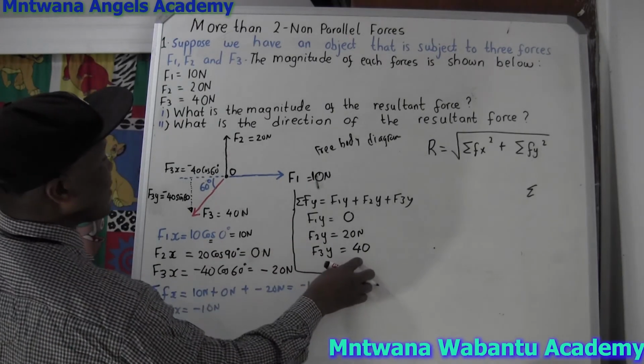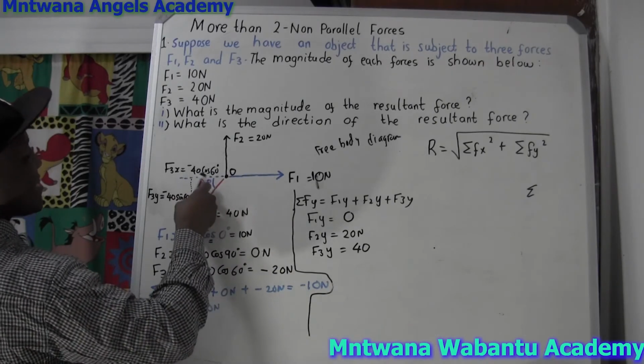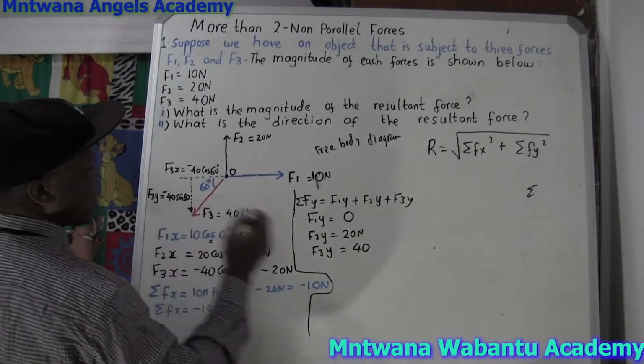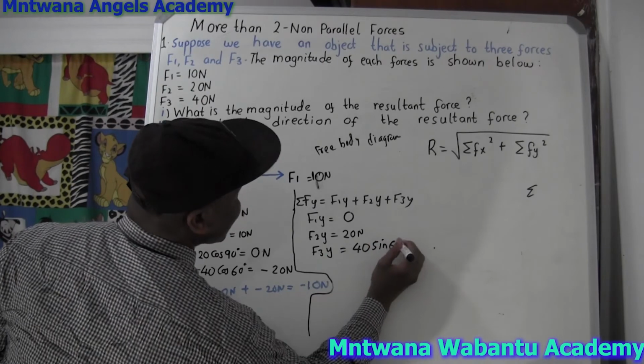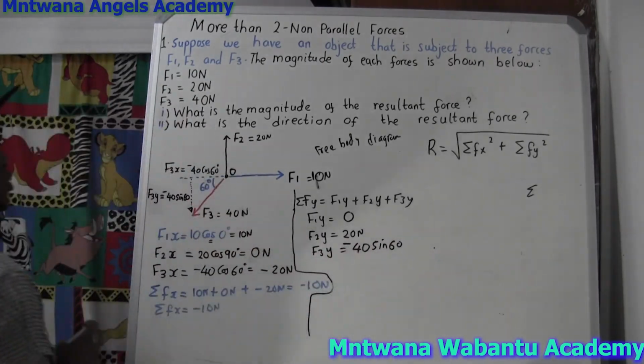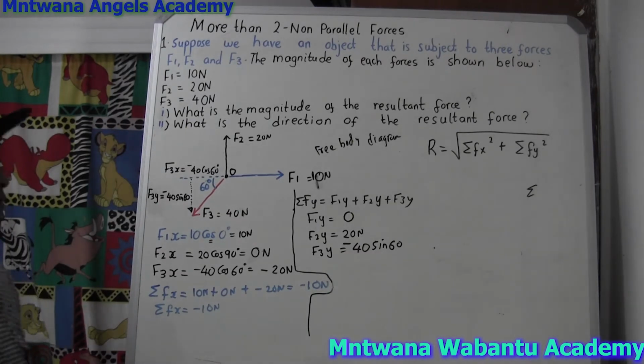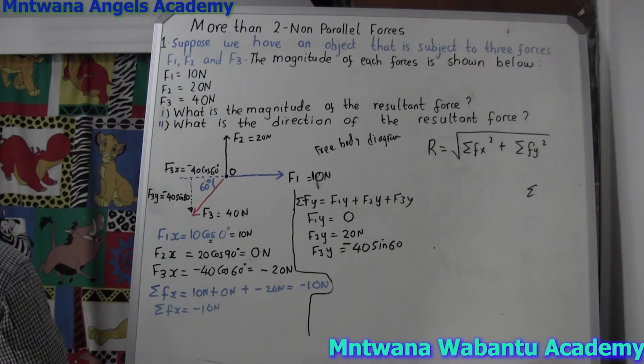Okay, 40. And then hypotenuse, which is 40, and then multiply by, since it's opposite, we must multiply by sine. Sine of 60, angle 60. But since it's facing down, it means it must be negative. So we have f1, f2, and f3. So we can add them together.